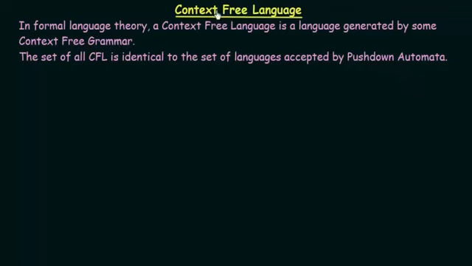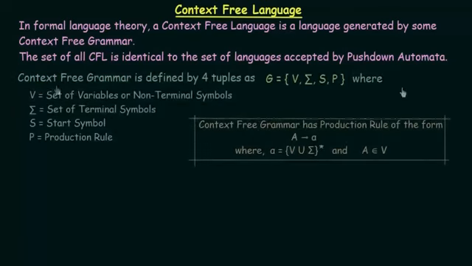We know that context-free languages are considered a higher level of language as compared to regular languages. So we should also understand that push-down automata are more powerful than finite state automata. Okay, so now let us see how context-free grammars are formally defined.